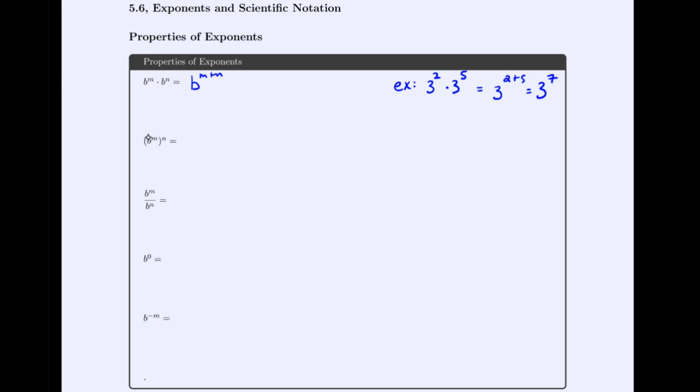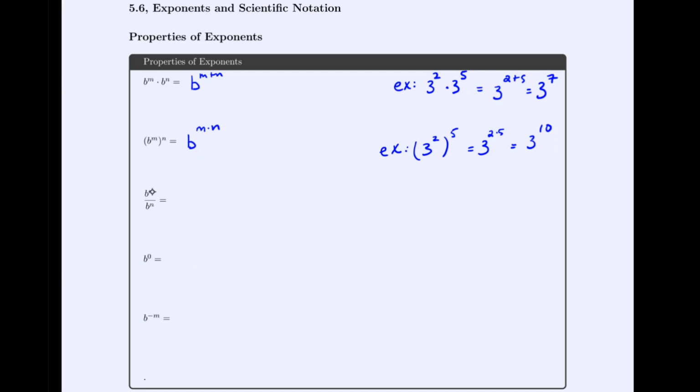Now if we have a base to a certain exponent raised to another exponent, in that case what you do is you keep the same base, but you multiply the exponents. So an example of that could be 3 squared raised to the fifth power. In this case we've got an exponent raised to another exponent. So the exponents combine through multiplication, and this would become 3 to the 10th.